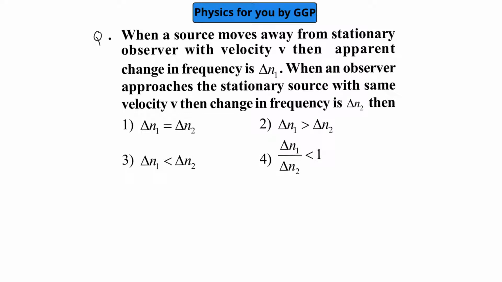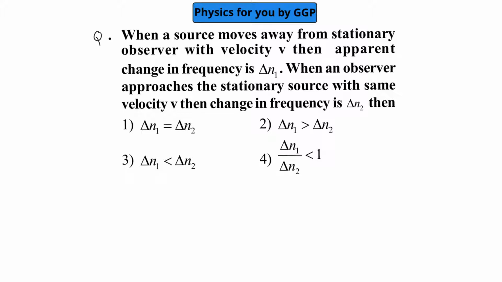It is given that when a source moves away from a stationary observer with a velocity v, the apparent change in frequency is delta n1, and when an observer approaches the stationary source with the same velocity v, the change in frequency is delta n2. We need to find the relation between delta n1 and delta n2.